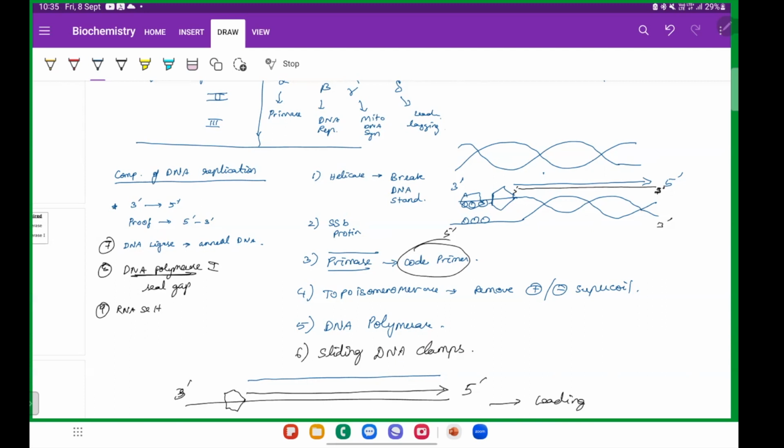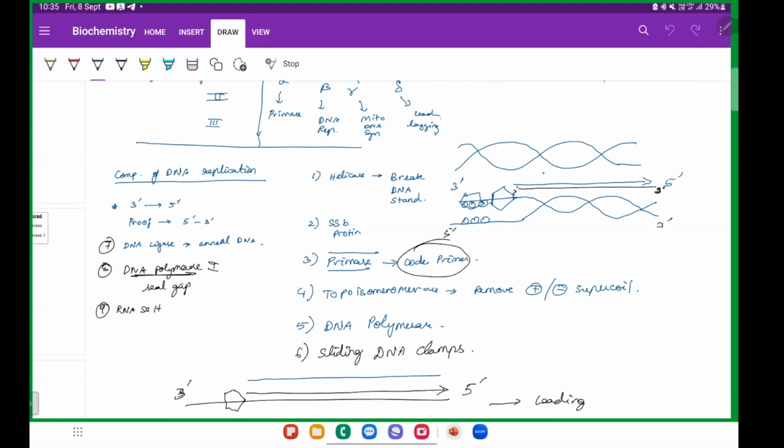Then you have your DNA ligase, which is going to seal the nick. Then DNA polymerase 1 is going to fill the gap. Finally, to remove the RNA primers, you have RNase. Okay, so finally, this is over. And you understood what the strands in your DNA are, and what the strands in the replication are.